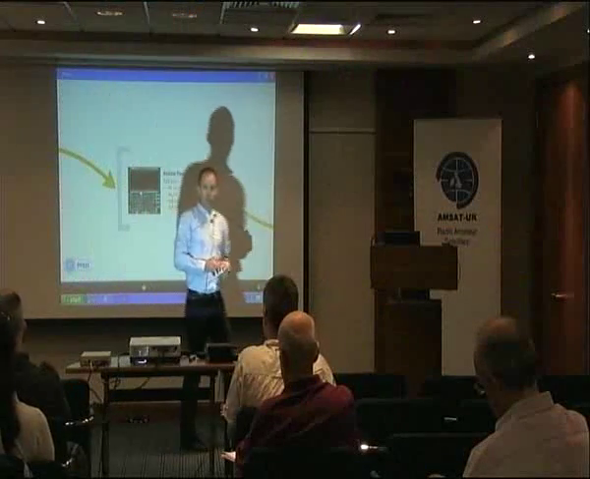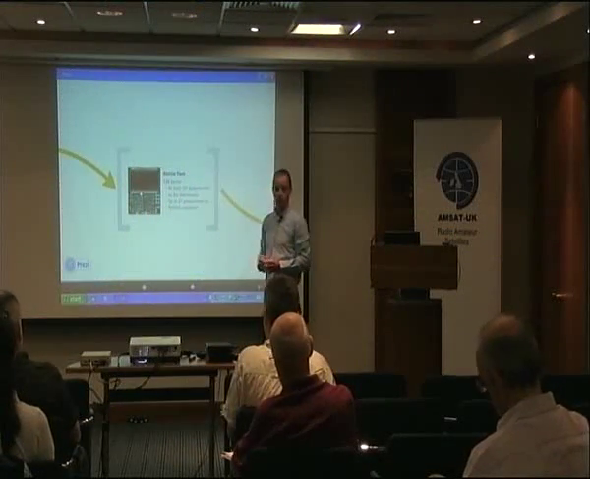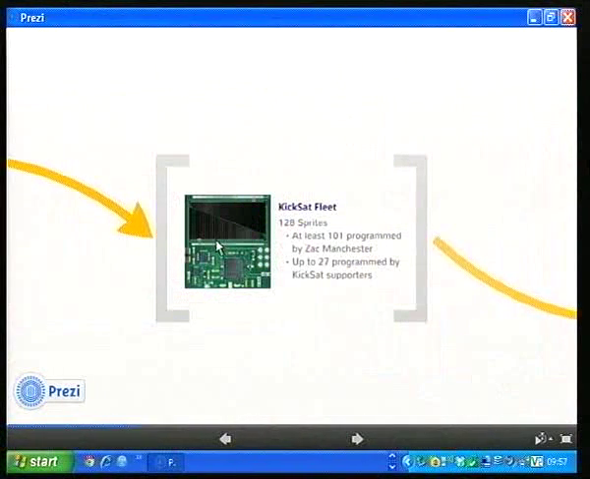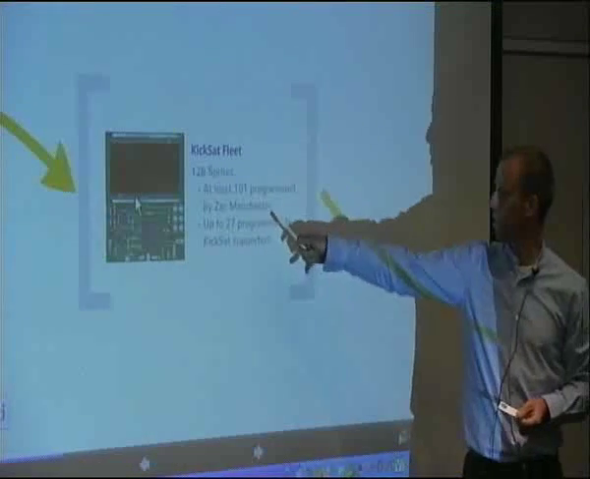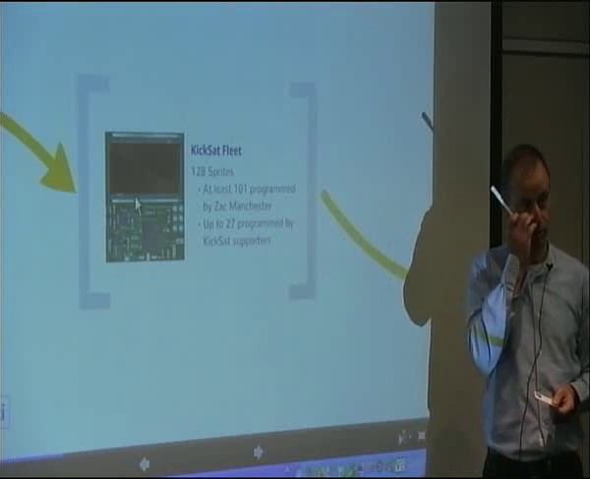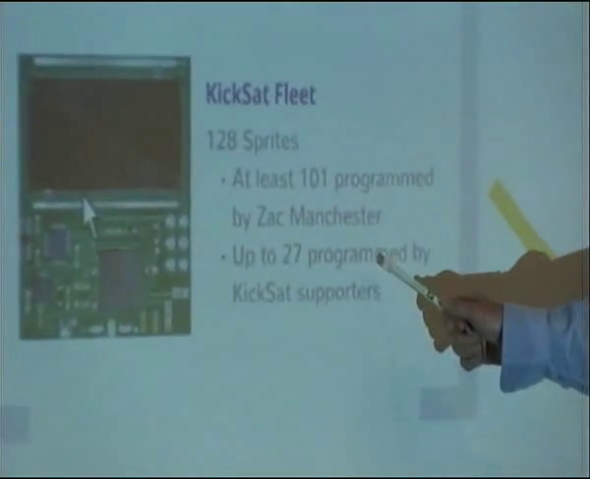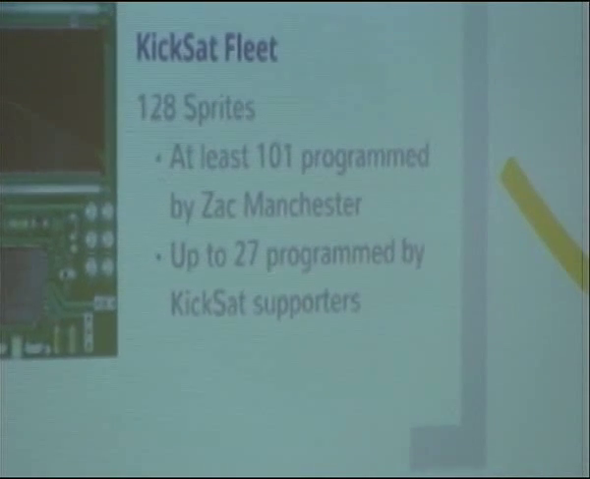So there's going to be 128 of those going up in that one CubeSat. 101 of them will be programmed identically, so they'll all have exactly the same code on them. They'll be programmed by Zach Manchester, who's running this in America from Cornell University, and he's currently at NASA. Up to 27 of them will be programmed by KickSat supporters.